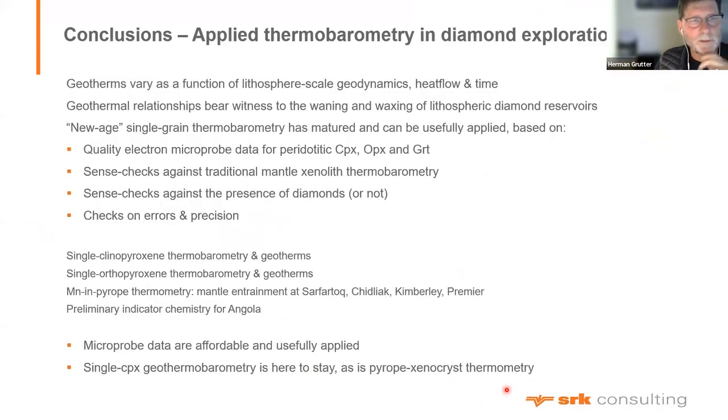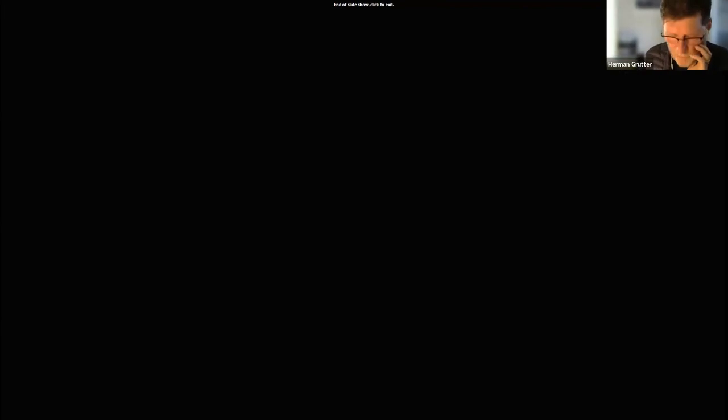So here are some conclusions. If you apply this thermobarometry in diamond exploration, we've seen these conclusions before. We've seen all these applications. Today we discussed Sefartok, Chidliak, Kimberley Premier, and we had a preliminary look at the indicator chemistry for Angola. The point to make here is microprobe data are affordable and you can usefully apply them. Single CPX geothermobarometry is here to stay, as is pyrope xenocryst thermometry. And with that, I'll open the floor to comments or questions.